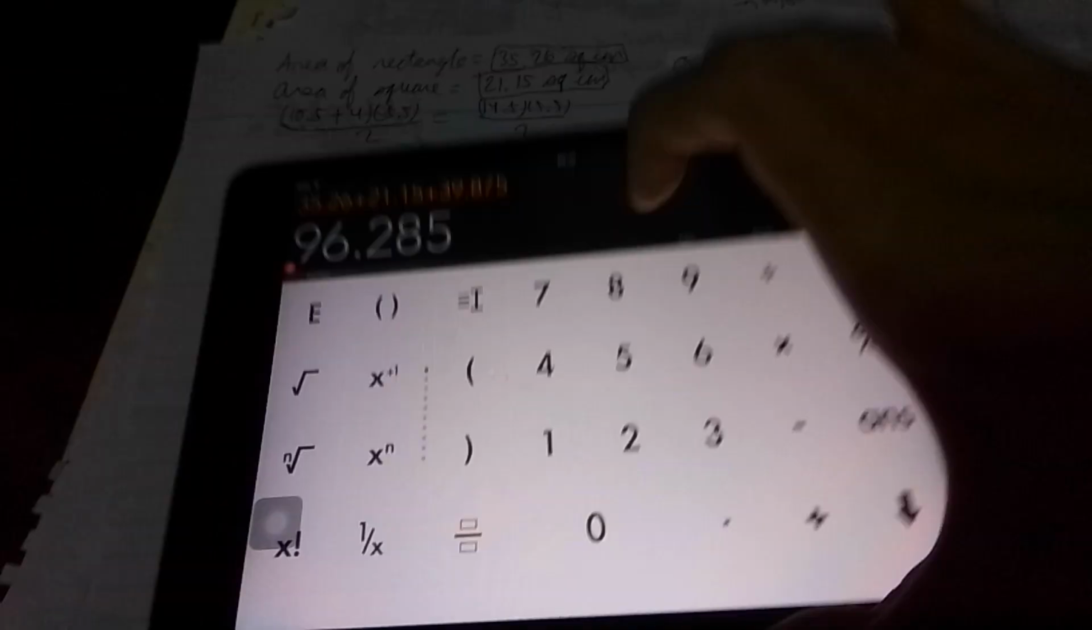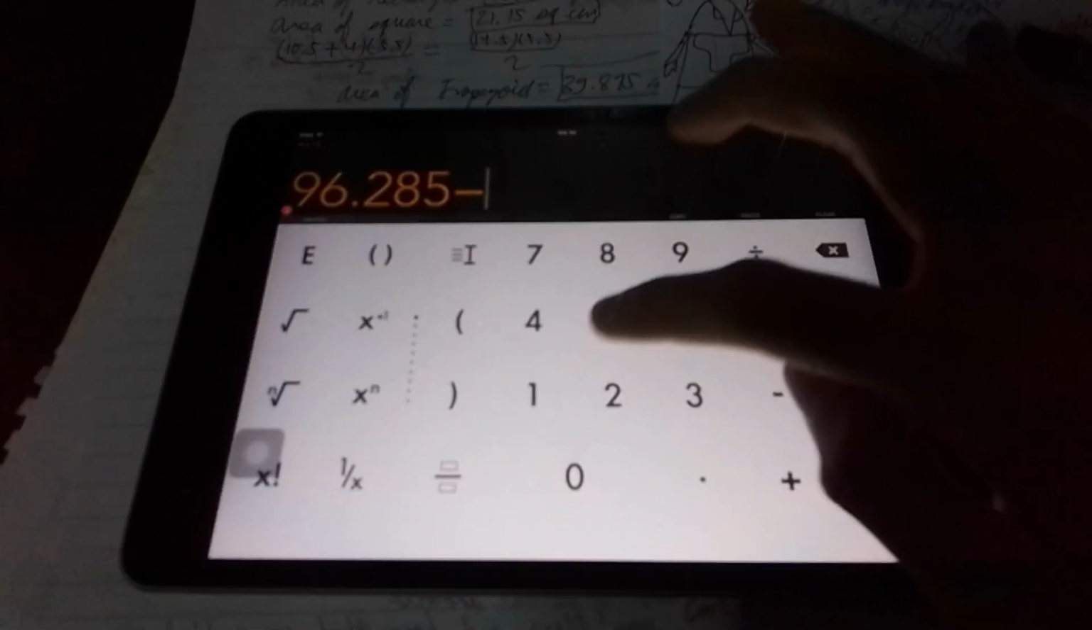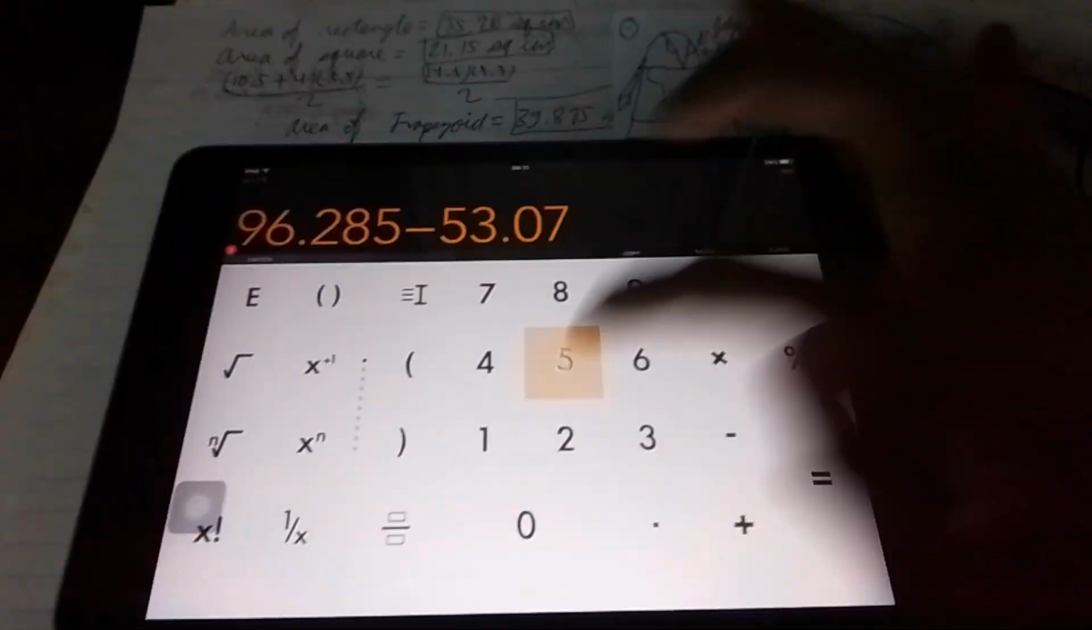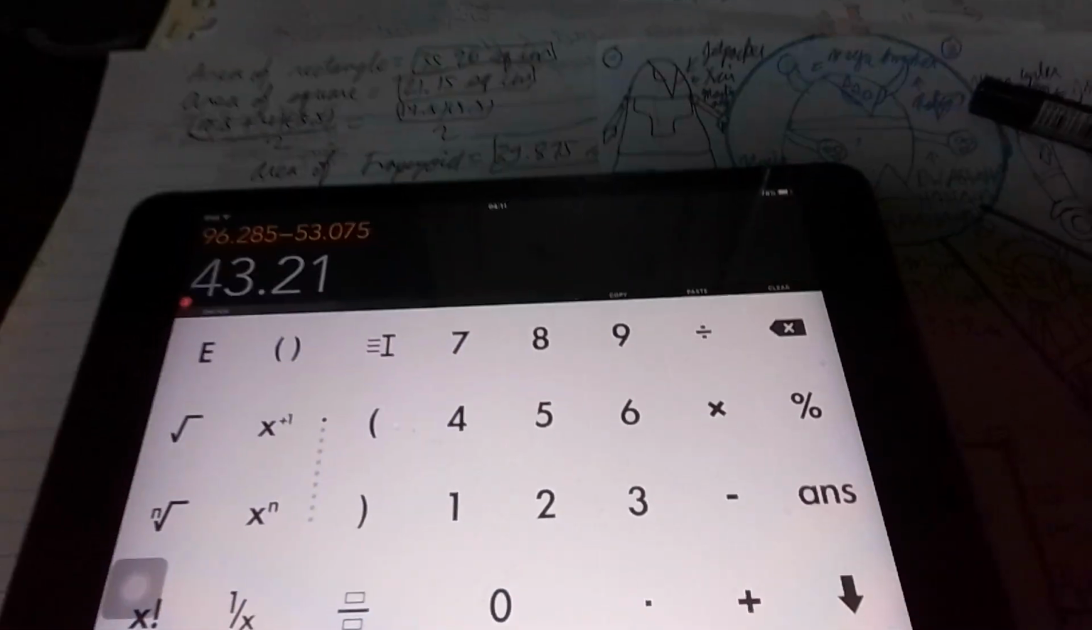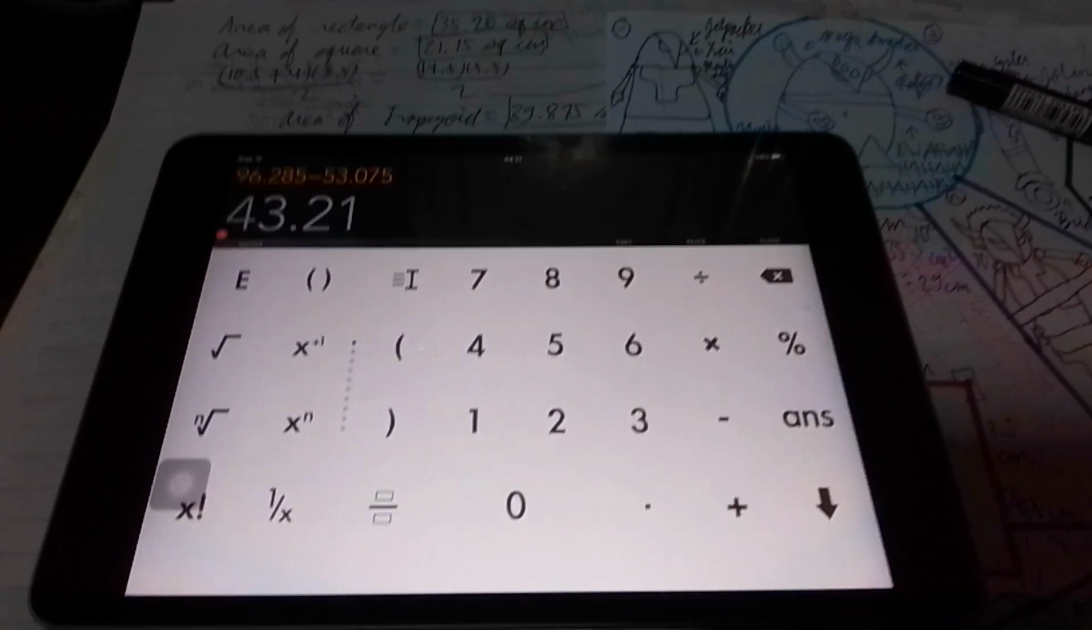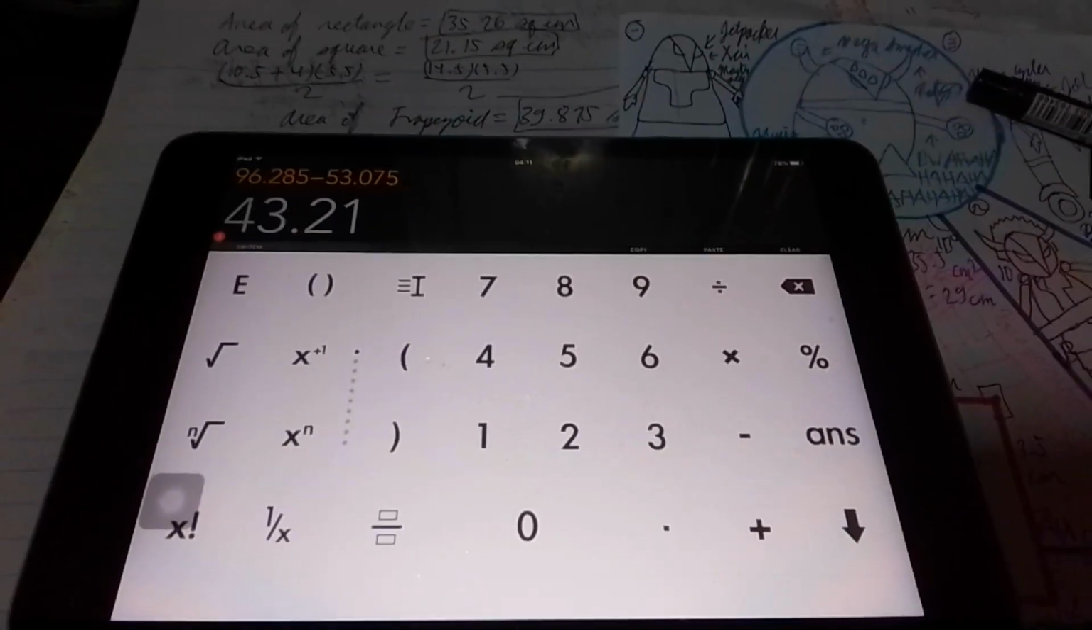Check ko kung tama. Let's check the calculator, di ba? Minus 53.075, di ba? Tama ba? Yan. Did we still get it? Yes. We got 4, 3, 2, 1. And blast off. And we're done.